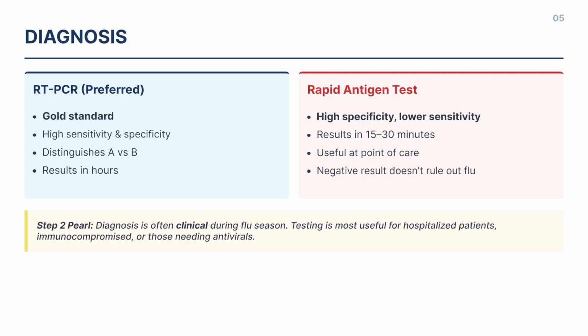For diagnosis, two main tests are used. RT-PCR is the gold standard. It has both high sensitivity and high specificity, can distinguish influenza A from B, and results return within hours. The rapid antigen test has high specificity, but lower sensitivity. It gives a result in 15 to 30 minutes, making it useful at the point of care. But a negative result does not rule out influenza.